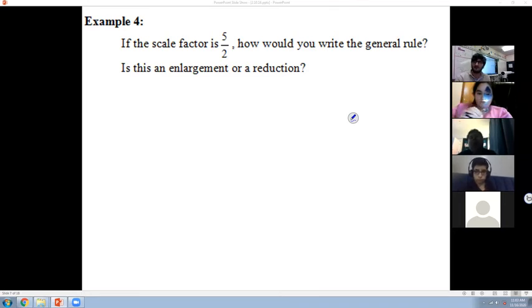If I have $10 and I multiply by just 1, 10 times 1 is 10. It's not going to change the amount of money I have. I still have $10 in my pocket.